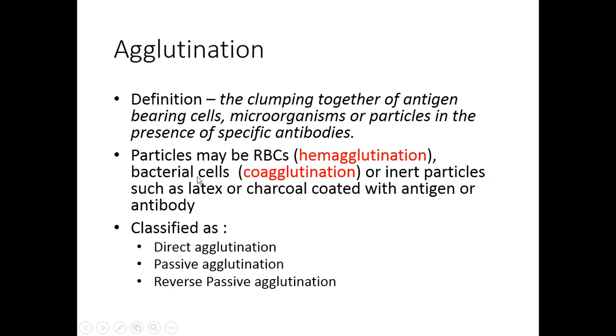When it's a bacteria, we call it coagglutination. But we can also see particles that can be some kind of an inert particle. It could be charcoal, it could be latex, that we've actually coated with an antigen or, frankly, an antibody. And so those are going to be the sources of that. They don't have a special name. They're just called agglutination. But if you hear someone talk about coagglutination, they're really talking about having bacteria as the source of antigen.